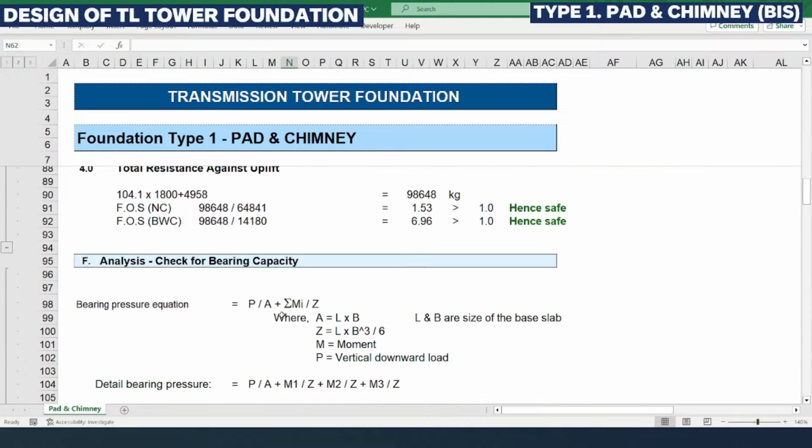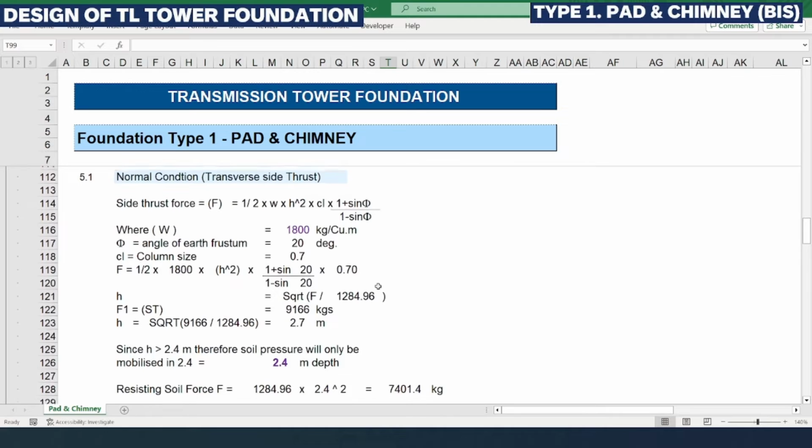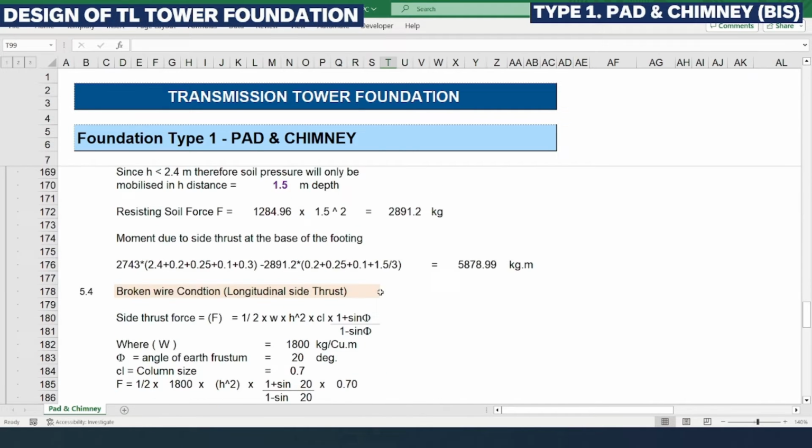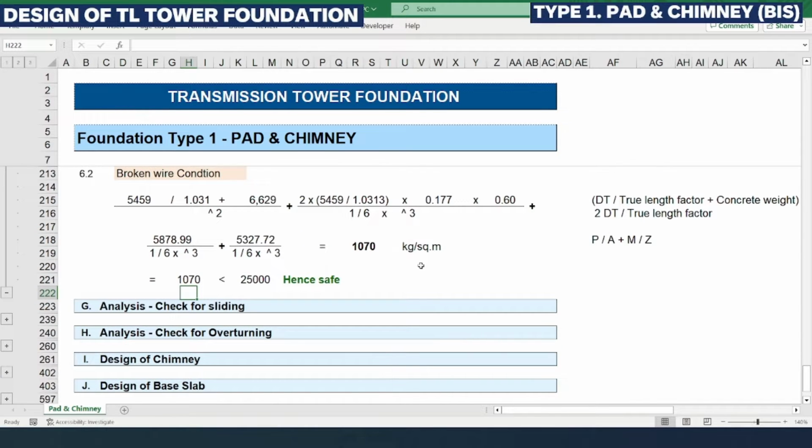In part 2 we had discussed how to do the check for bearing capacity for the foundation for transmission line tower, and in this part we are going to discuss how to do the check for sliding and check for overturning. These two parameters we are going to do in this part 3 video. Followed by that, the next video will be the design of chimney in part 4, and the design of base slab we will be looking into in the final part, that is part 5. With that, the entire foundation design calculation for transmission line tower type 1 pad and chimney gets completed.